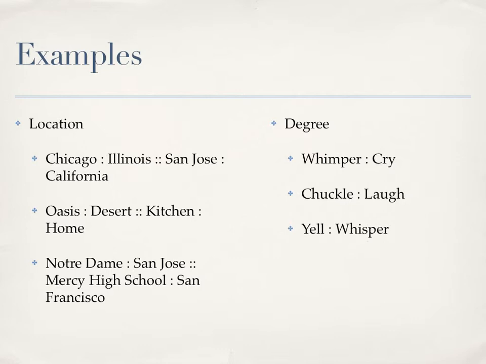Location. Chicago is to Illinois as San Jose is to California. Oasis is to desert as kitchen is to home. Notre Dame is to San Jose as Mercy High School is to San Francisco. Degree. Whimper is to cry. Whimper is the softer version of crying. Chuckle is to laugh. Chuckling is a softer version of laughing. Yell is to whisper. Yell is much louder than a whisper, so it's the degree of.